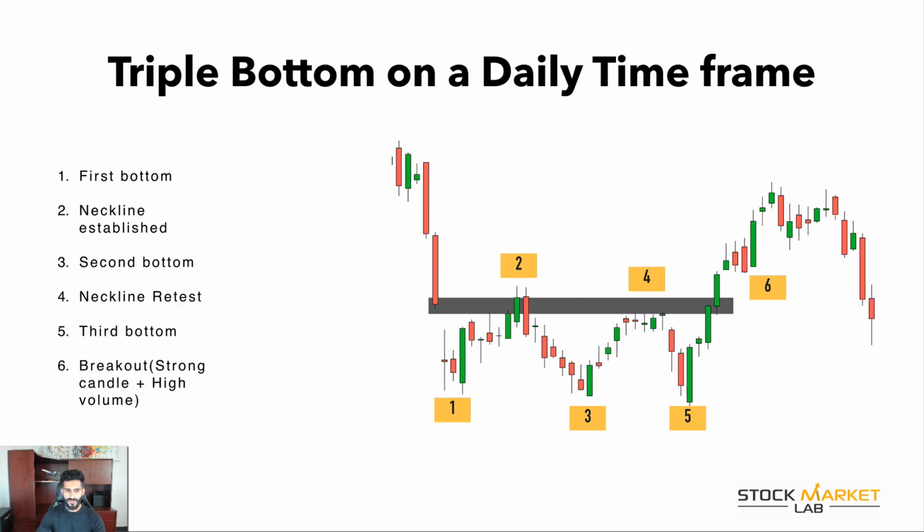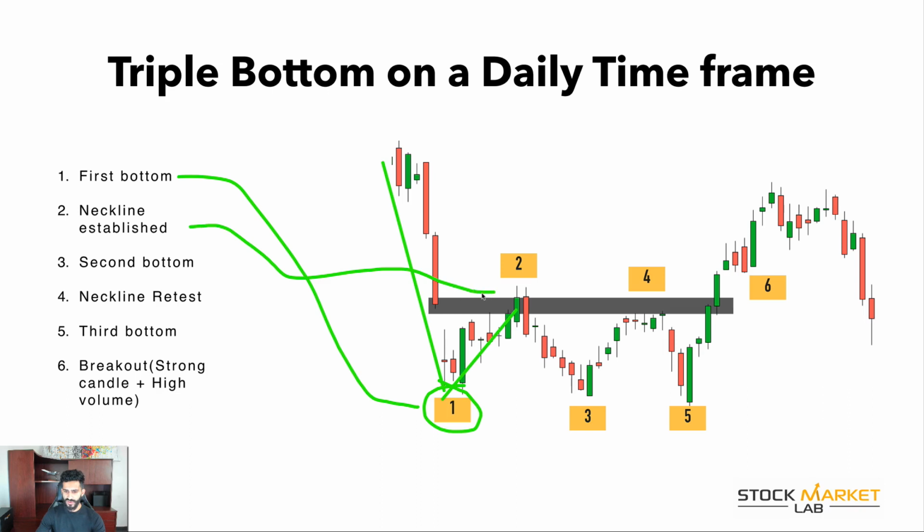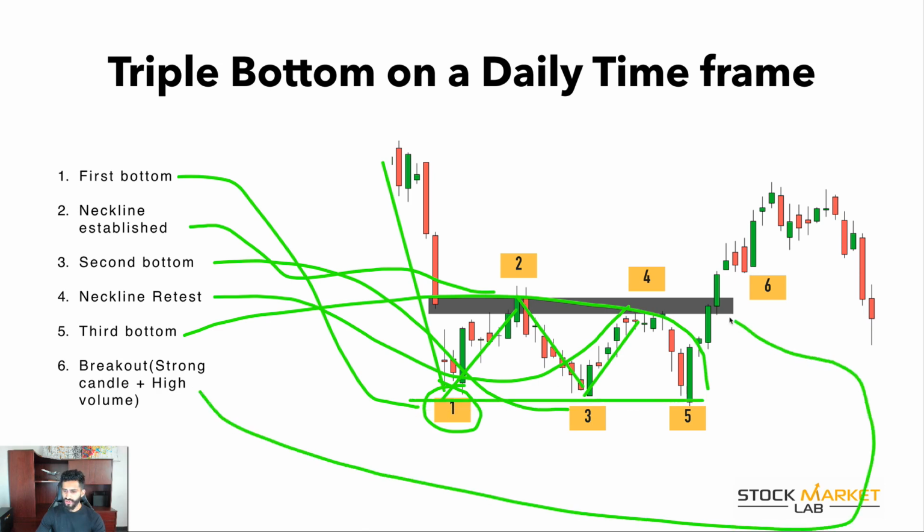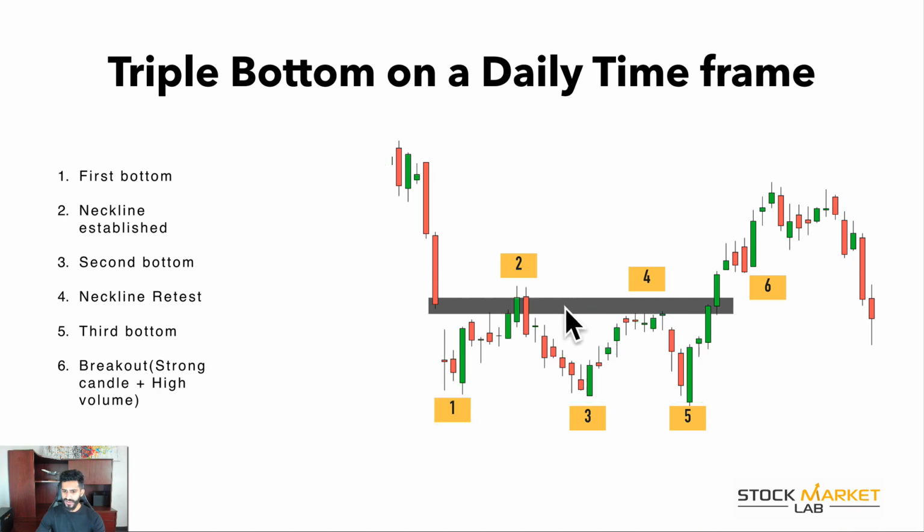Let's look at an example. You can see the stock is on its way down, hits the first bottom. Retraces, the neckline now gets established. Goes down, second bottom. Boom, retest the neckline. And then number 5, retest the same, third bottom. And then number 6, strong breakout of the supply zone, strong breakout of the resistance level.